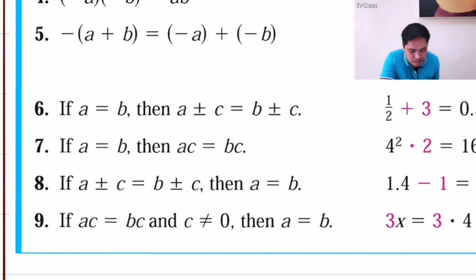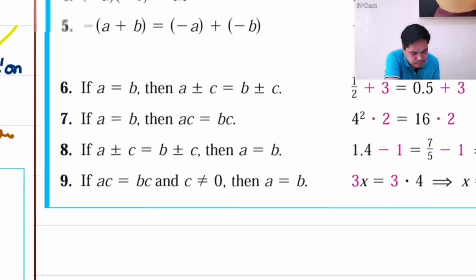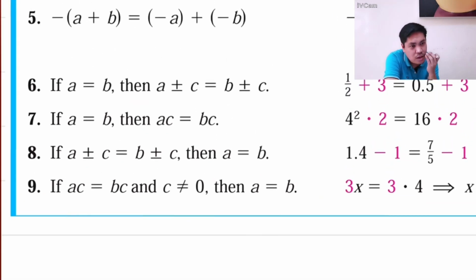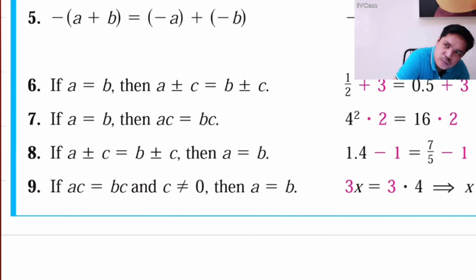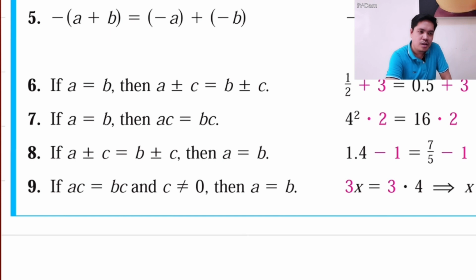So how about this? Sa multiplication naman, ganun pa rin. If A and B are still the same, pareho lang naman sila. If you multiply A by C, the same gihapon na siya if you multiply B by C. That's very easy, no? Common sense. So algebra and logic and common sense are just related, no? So if magaling ka sa philosophy, magaling ka sa algebra, parang you're a total package. They're the same.